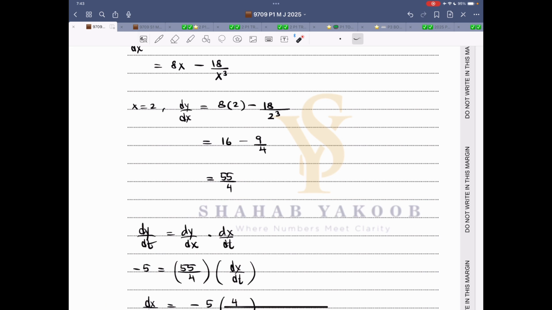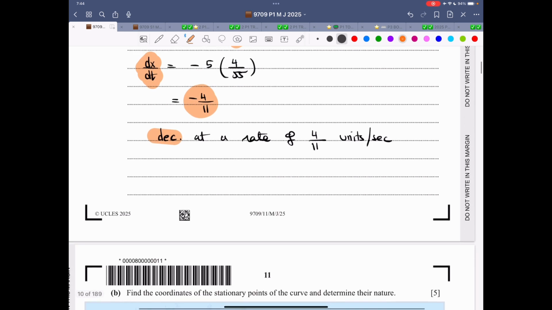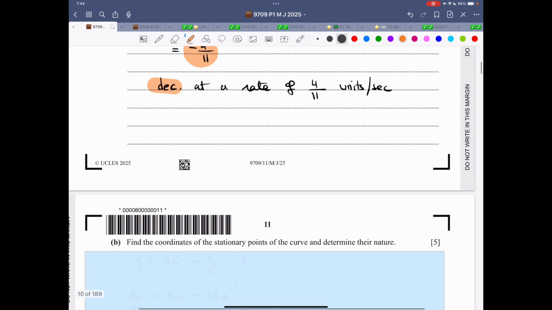And now you connect the dots. That is dy by dt, over here, dy by dt, that is equal to dy by dx into dx by dt. And then once you connect these 3 dots and plug in the value, what are you looking for? That is dx by dt. So dx by dt is coming out to be negative. This negative sign means there is a decrease. If it was positive, it would have been an increase. Leave the answer in fractions. Fractions are beautiful.